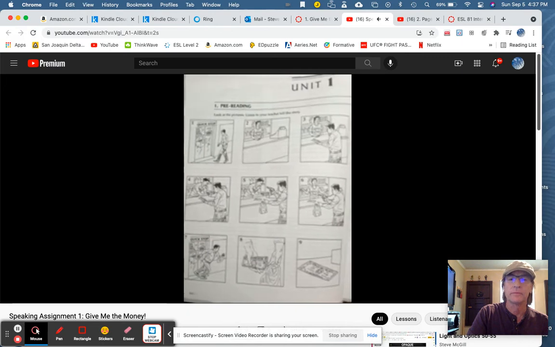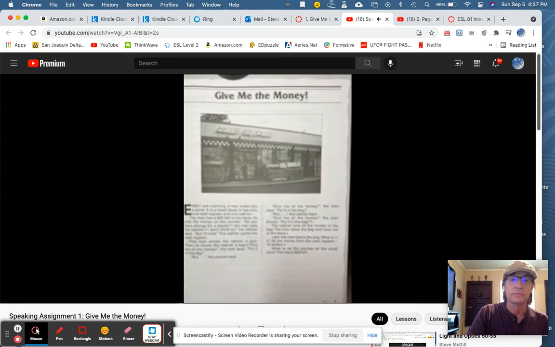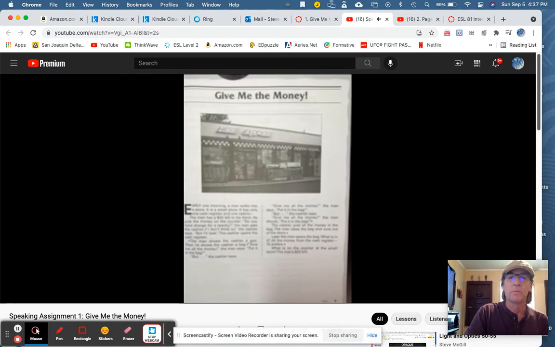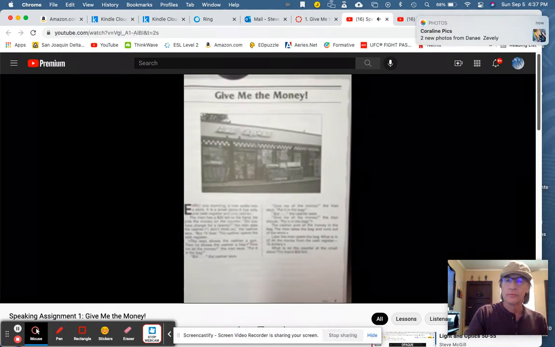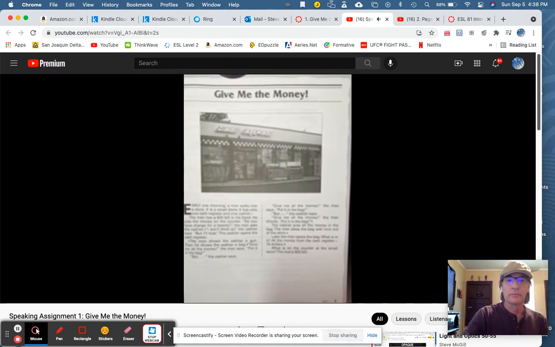Here we go. This story is called Give Me the Money. Early one morning, a man walks into a store. It is a small store. It has only one cash register and one cashier. The man has a $20 bill in his hand. He puts the money on the counter.